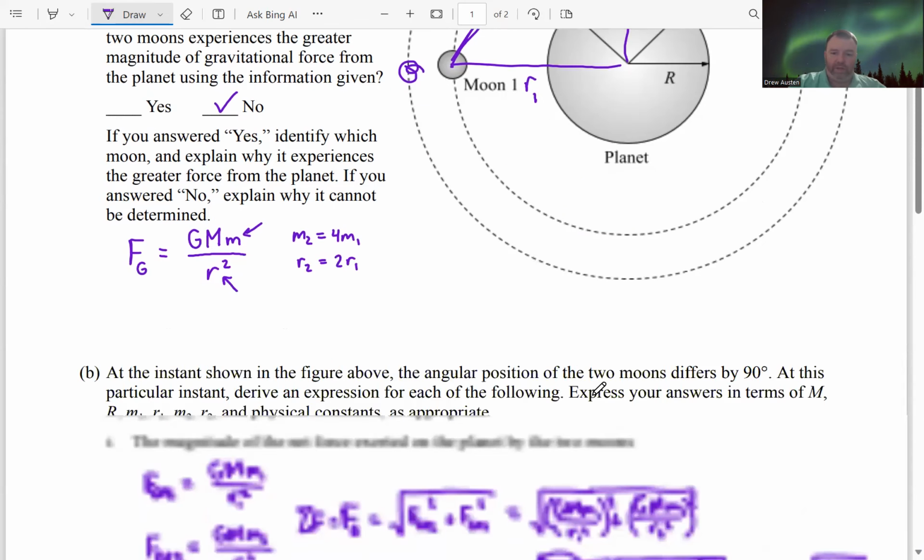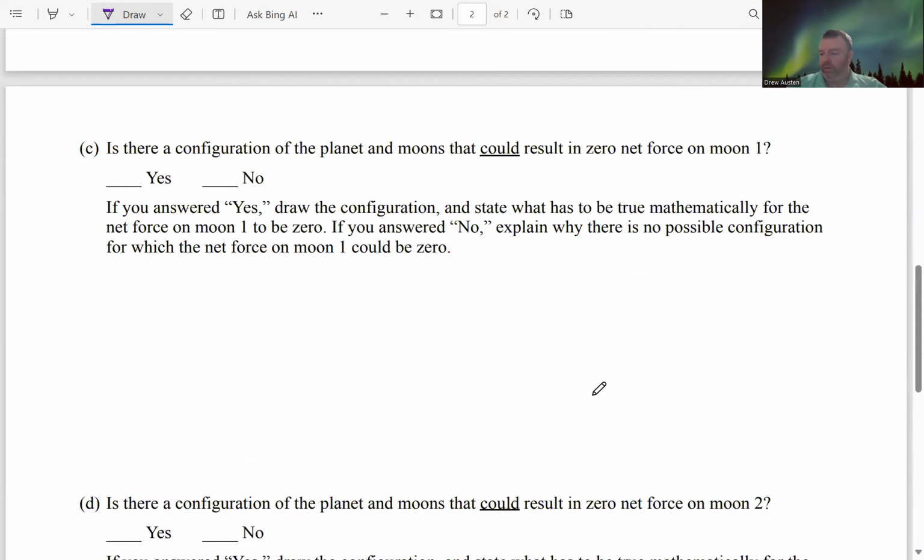So in that configuration, it would look like Moon 2, and then Moon 1, the smaller moon, and then the planet. And as long as the gravitational force from the planet balances out the gravitational force from Moon 2, if those two forces are equal, then the net force would be zero.